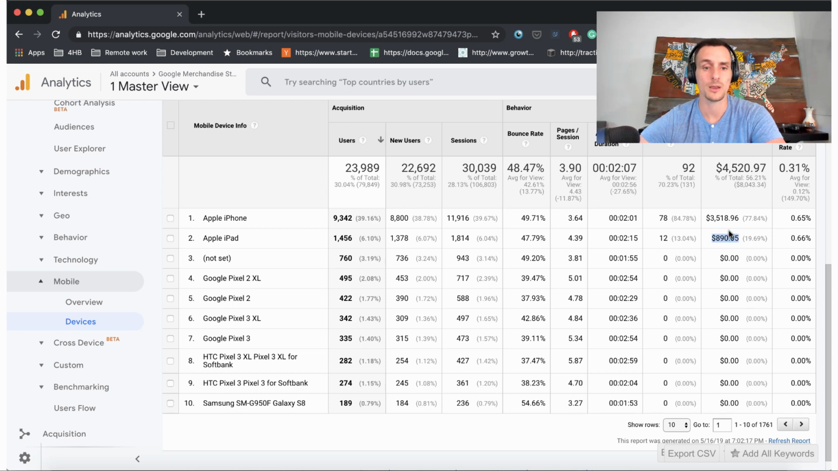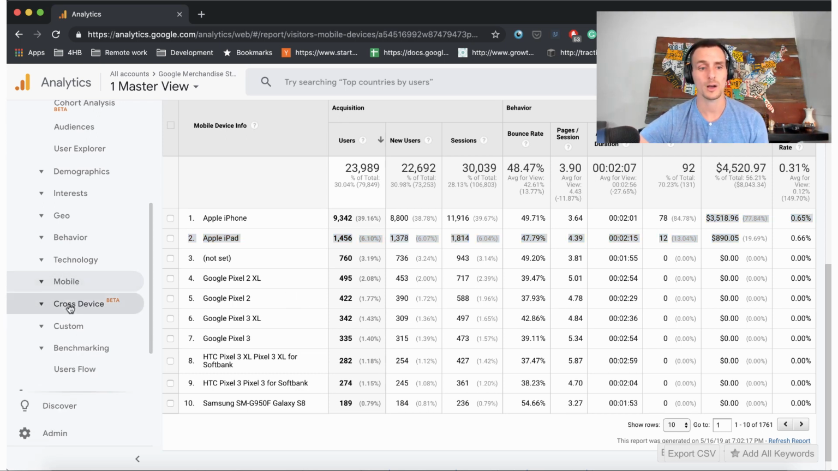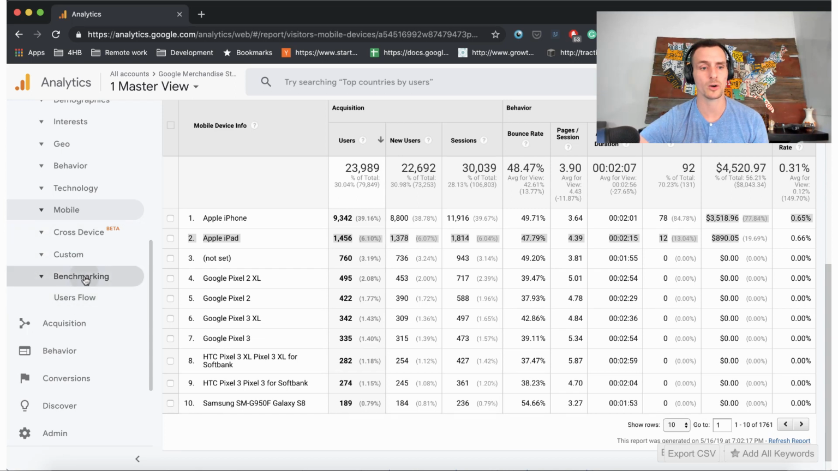So it tells you that iPhone and Apple product users are maybe more internet e-commerce savvy, and so you can begin to focus your efforts towards them versus wasting marketing dollars on devices that aren't necessarily converting. Cross-device we're not going to cover.